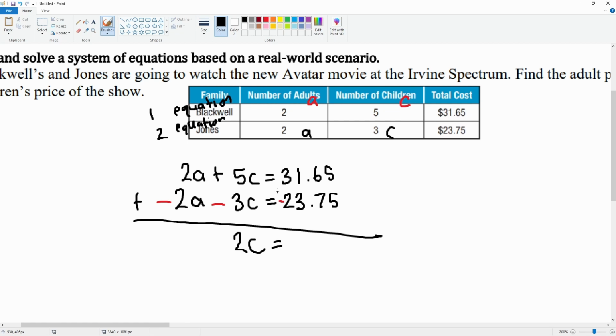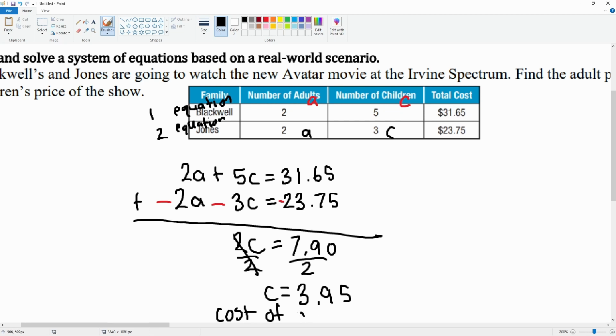Now you have to be careful plugging that into the calculator. 31.65 plus -23.75, that gets you $7.90. Divide 2 to both sides. Again, be careful. 2 divided by 2 cancels. Here you get $3.95 for your children. Okay, that is the cost. This is the cost of a child, take it, is $3.95.